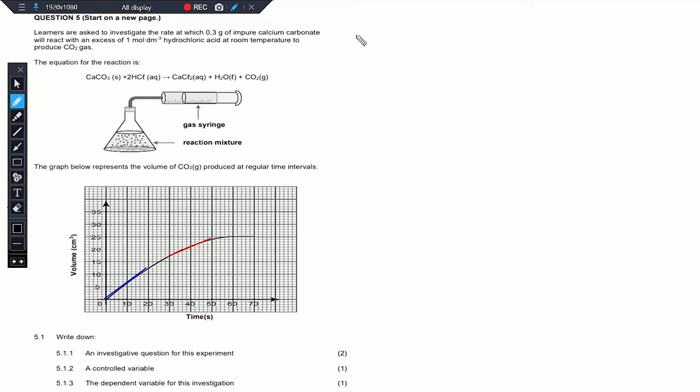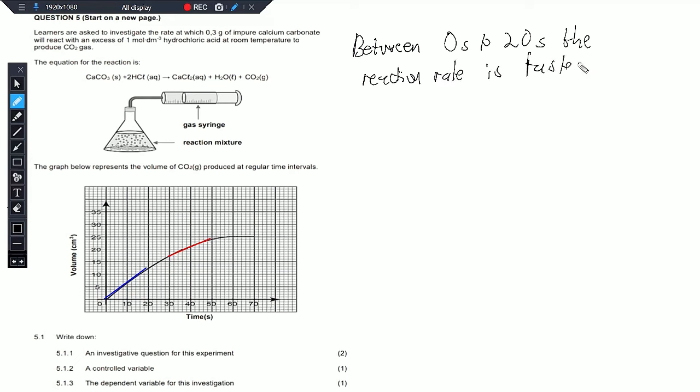So that means we would say between 0 seconds to 20 seconds, the reaction rate is faster than between 30 seconds to 50 seconds, where the reaction rate is slow.